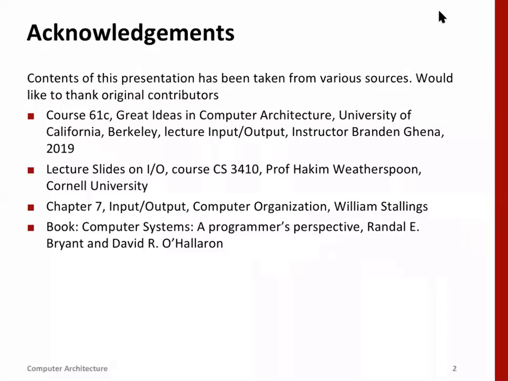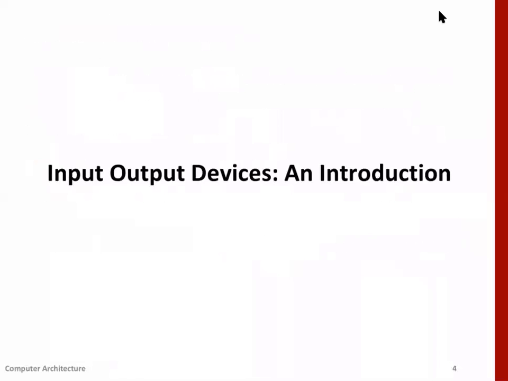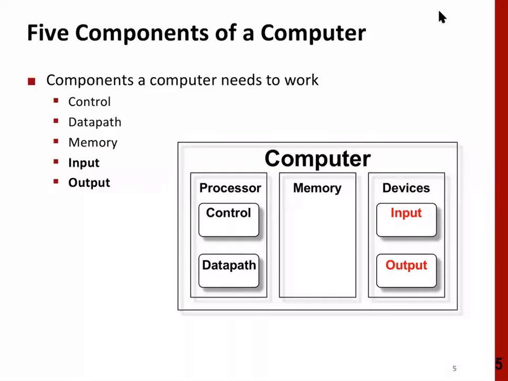All right. So we'll study today the following things. We'll study IO devices. We'll understand what it is, and then we study two methods of doing IO. Okay. So far we have studied processor architecture, and then we studied cache memory. Following that, we studied the virtual memory. Okay, now we will look at the next important concept.